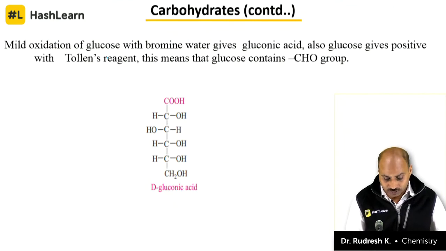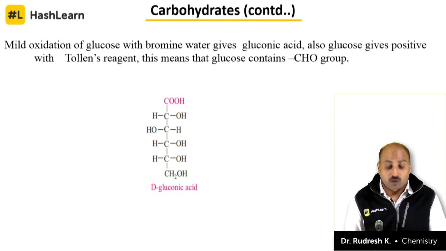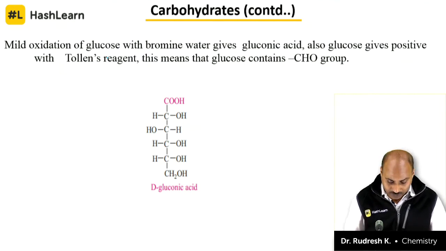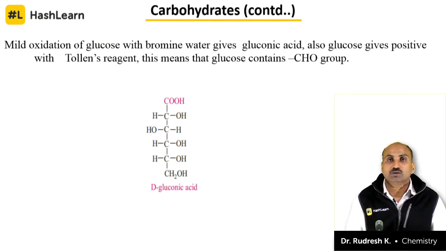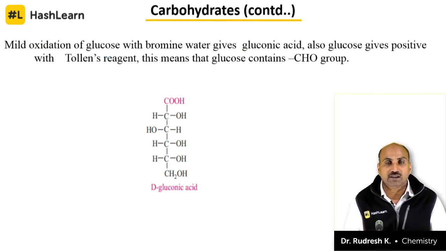So the next reaction goes like this. You all know the aldehyde reaction: whenever we treat an aldehyde with an oxidizing agent, we expect the formation of an acidic product. That means the aldehyde gets converted into an acid group. So we have two types of reactions.